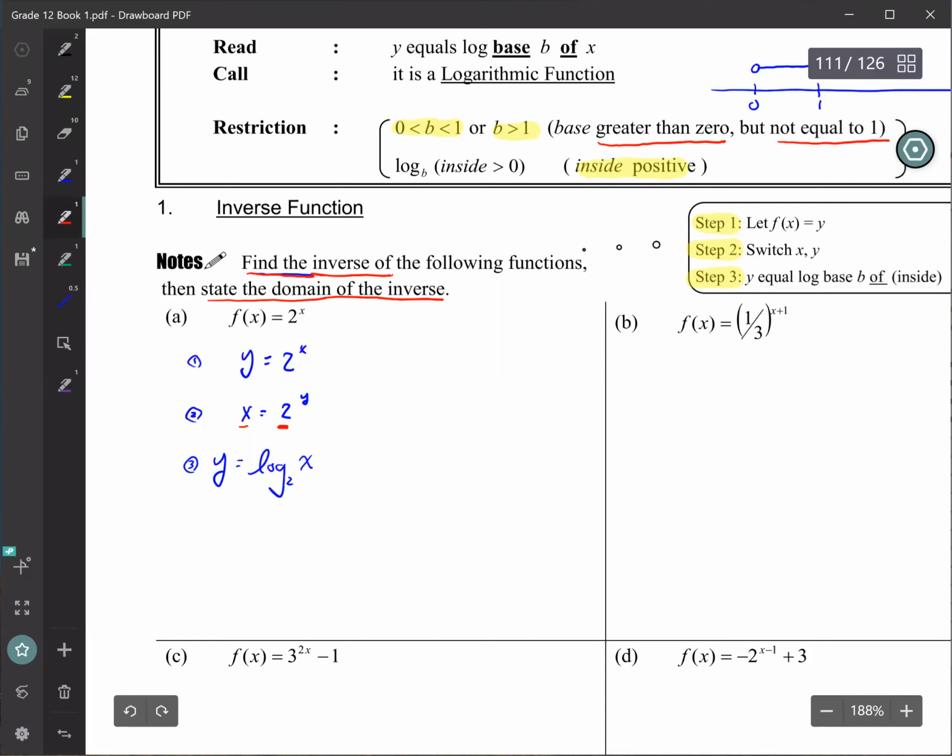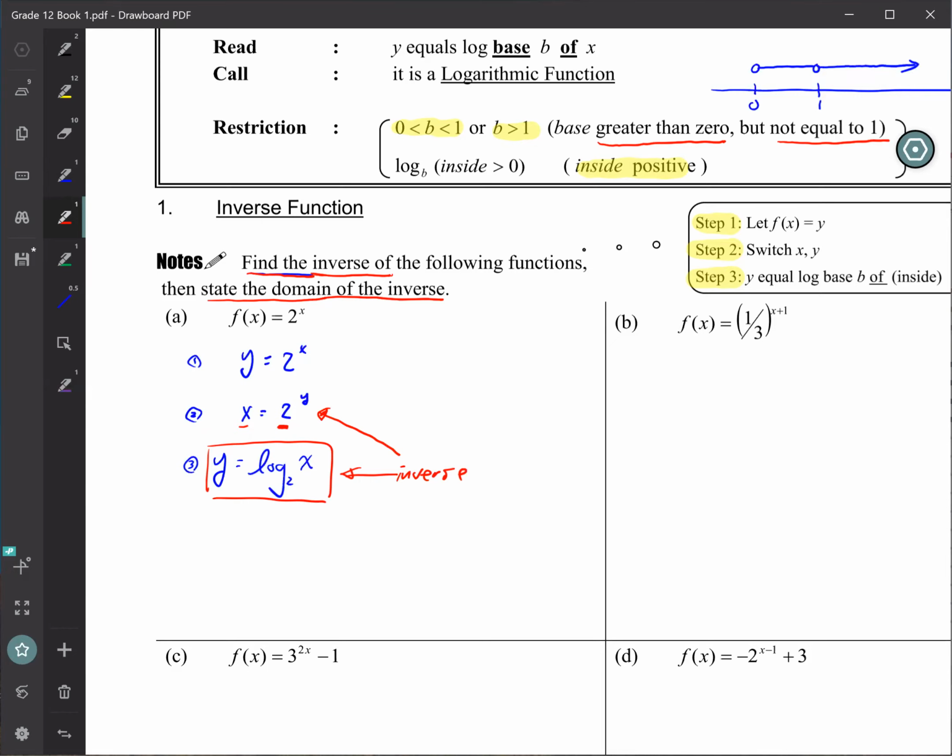Okay, so this one is the inverse. The one in the box is the inverse. The one in the second line is also the inverse too, okay? But we prefer to have y isolated, okay? Any questions? Can you raise your hand if you get this, okay? If you understand these 3 steps, can you raise your hand?